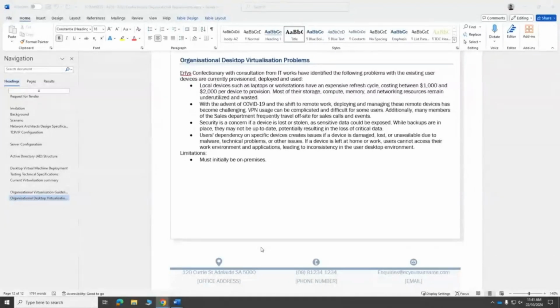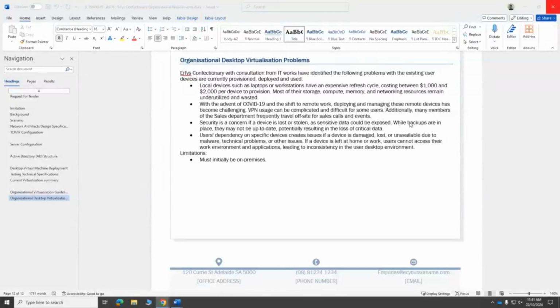That needs to be replaced pretty much every 5 years. It's a very expensive cycle, so it's between $1,000 and $2,000. Most of their storage, compute, memory, and networking resources remain unutilized and wasted. With the advent of COVID-19 and a shift to remote work, deploying and managing these remote devices has become challenging. VPN usage can be complicated and difficult for some users.